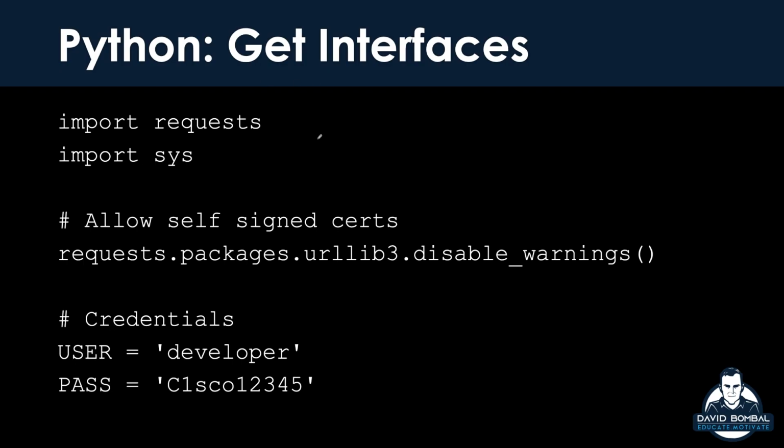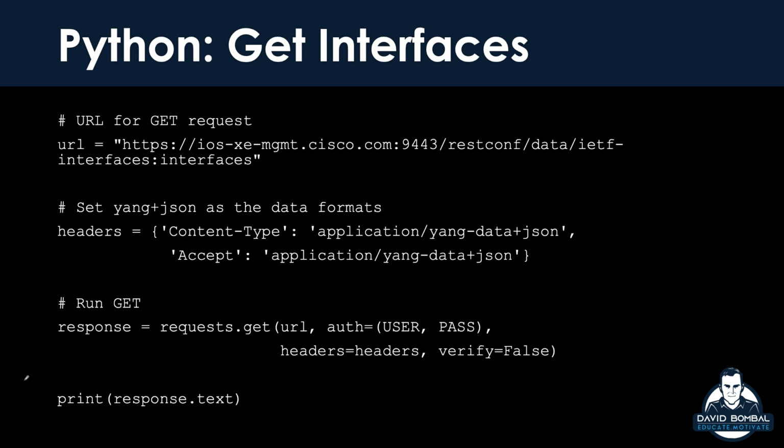I've also included a Python script. This is a very basic Python script that allows me to connect to a Cisco router. In this example, we're going to connect to a Cisco XE router. We're going to connect to this router on this port number, and then we're going to get a list of interfaces from the router using an API.